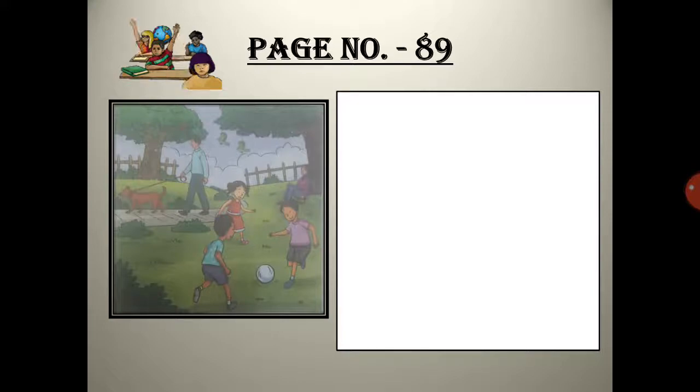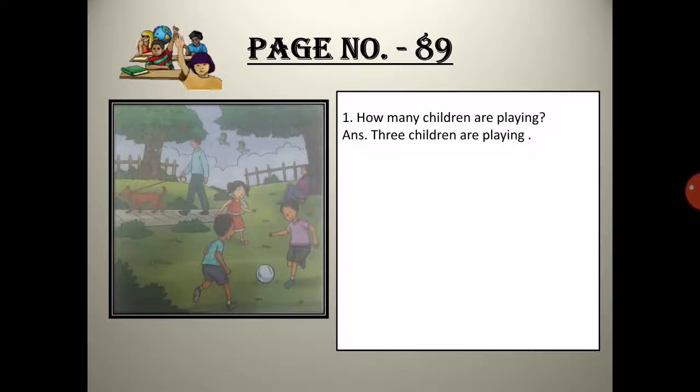Now you have to answer the questions which are given in your book. First question is, how many children are playing? Now children, tell me, count the number of children in the picture. 1, 2, 3. Total how many children are there? 3. So the answer will be 3 children are playing. Now the next question. Where are they playing? Which place is it? Yes, they are playing in the park.